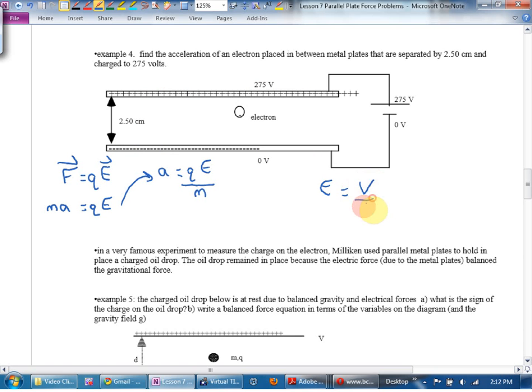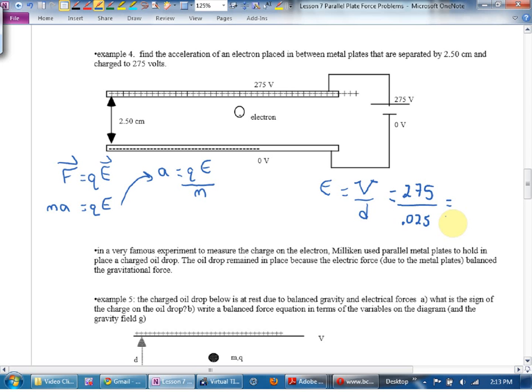From yesterday. What's the change in voltage here? 275 divided by, what's the separation distance between the plates? And don't say 2.5. Not 0.25, 0.025. Can someone crunch that? What's the electric field? Sorry? 11,000 even? And I don't worry about sig figs.